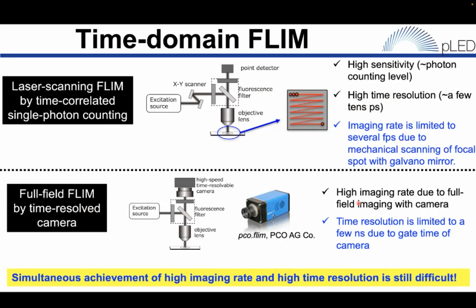Another type of time domain FLIM is a full field FLIM by time resolved or time-gated camera, like here. The imaging rate is relatively high due to the full field imaging with the camera. However, the time resolution is limited to a few nanoseconds due to the gate time of the camera. In this way, the simultaneous achievement of high imaging rate and high time resolution is still difficult in time domain FLIM.